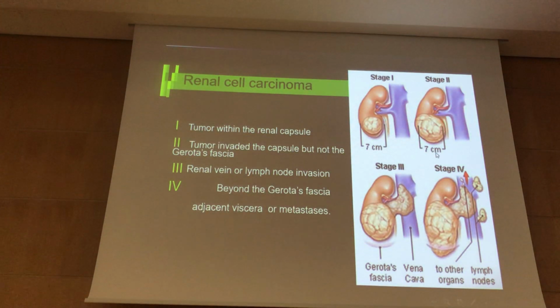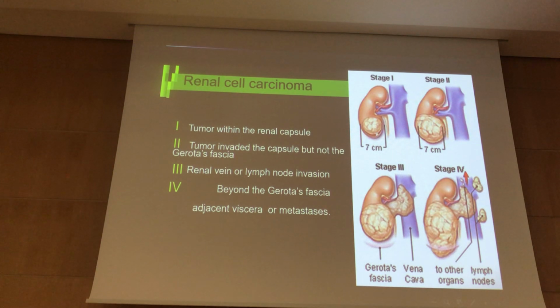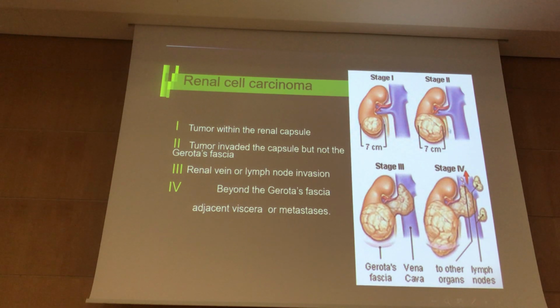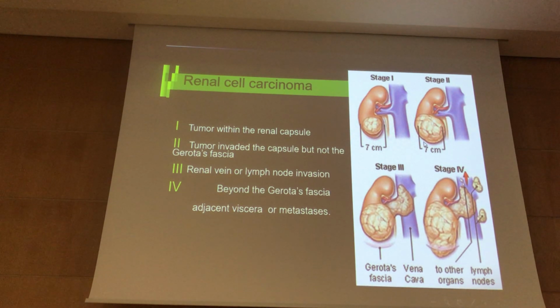Now this is very easy if you just try to memorize this. If you look at this image, 7 centimeter within the kidney, limited by the capsule, renal capsule, it is stage 1. So these can be excised depending on which part it is. So if it's in the lower part, you can excise it from here, so you can leave the upper part of the kidney. If it is going beyond the capsule, but still it has not reached the perinephric fascia, it's still limited by the Gerota's fascia, it's stage 2.